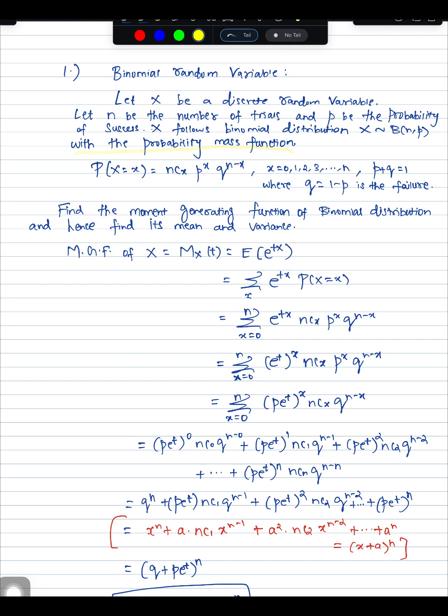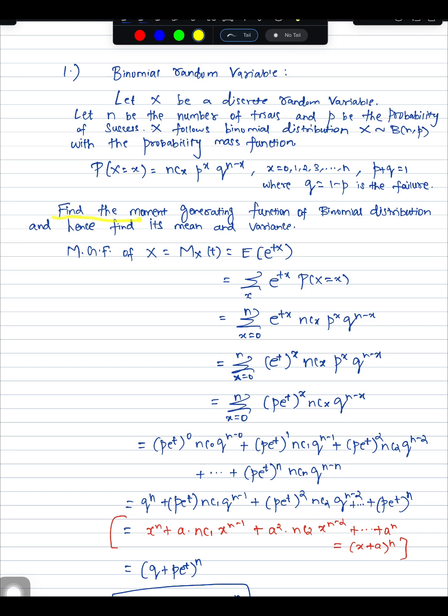And the probability mass function is given by probability of X equal to x equals nCx p^x q^(n-x), where x runs from 0, 1, 2, 3, etc. up to n, and p plus q equals 1, where q equals 1 minus p is the probability of failure. So this is the probability mass function of the binomial distribution.